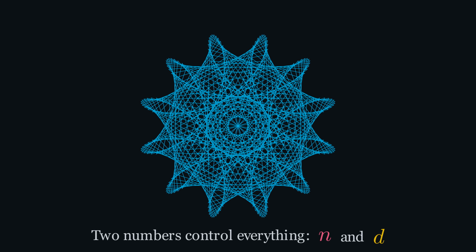And the craziest part? This entire geometric structure is controlled by just two simple numbers, n and d. By changing these, we can generate an infinite variety of mesmerizing patterns. Just a slight tweak to either value completely transforms the geometry, building entirely new, overlapping webs right before your eyes.